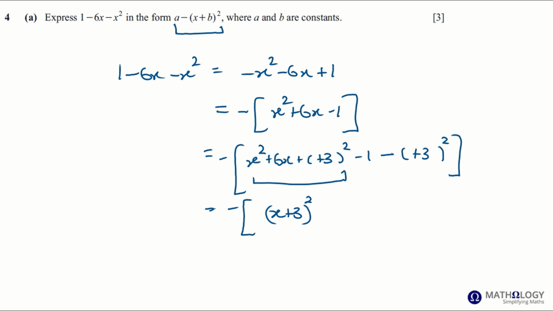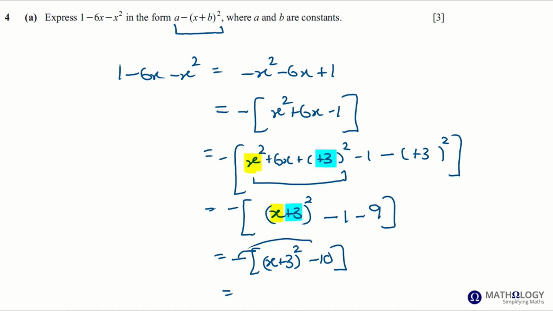So just to highlight that, we're going to take x, is there, and whatever we put inside that bracket will then appear as the second term inside that perfect square trinomial. Then we have minus 1 minus 3 squared, which is 9. That equals minus (x + 3) all squared minus 10. And now we bring the minus sign into the square brackets. So minus (x + 3) all squared plus 10.